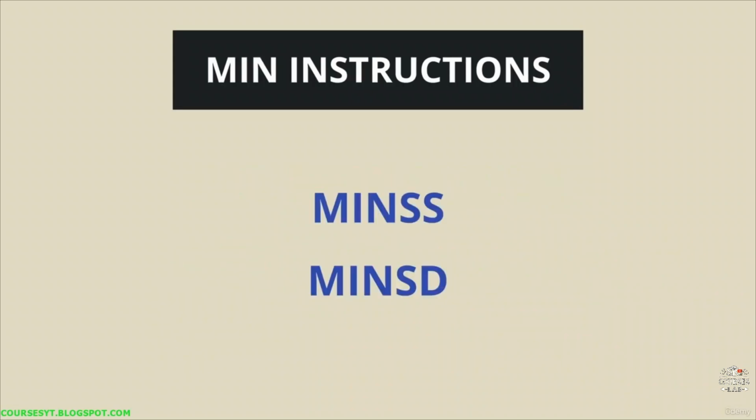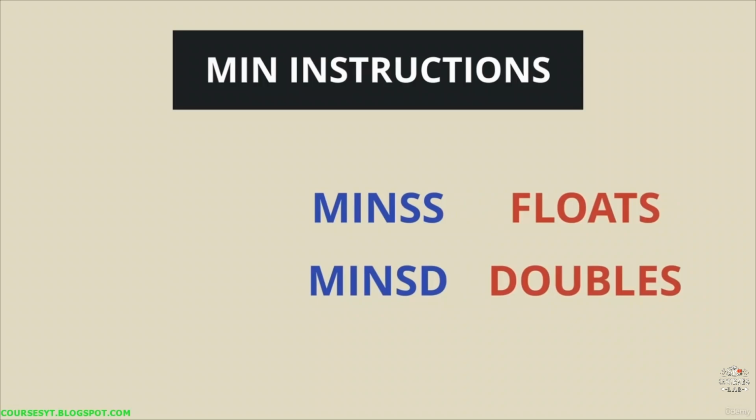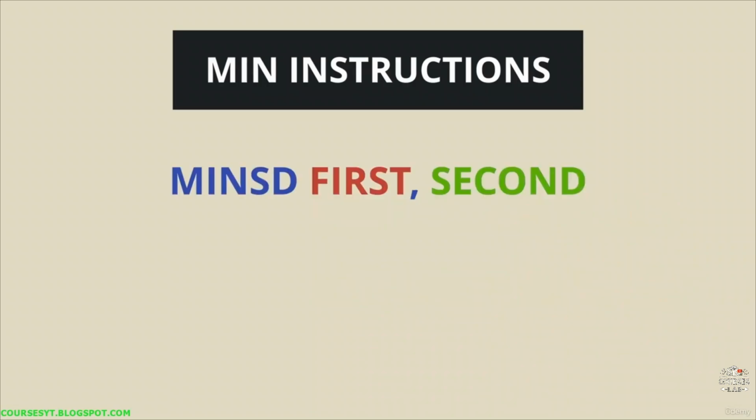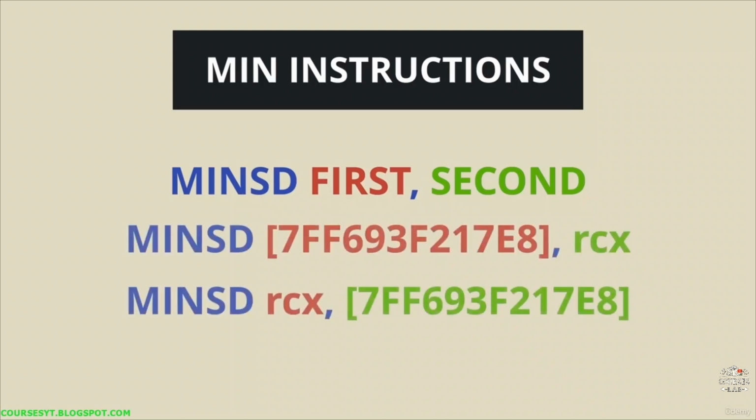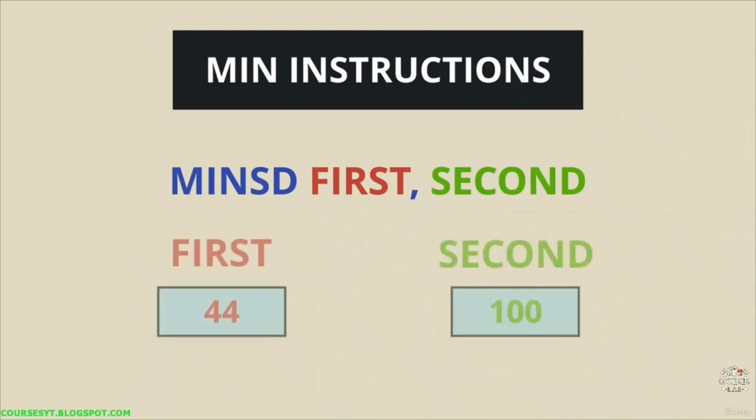Okay, next up we have the min instruction. Again, this one has a float and a double option, but it doesn't have one for integers. And what it does is tell you which one of the two boxes contain the smallest number. So in this example, we have the first box holding 44 and the second box holding 100. It's going to compare both numbers and store the smallest one in the first box. In this case, all remains the same since the first one already had the smallest number, but if it was flipped, then the first one would be updated with the value of the second.